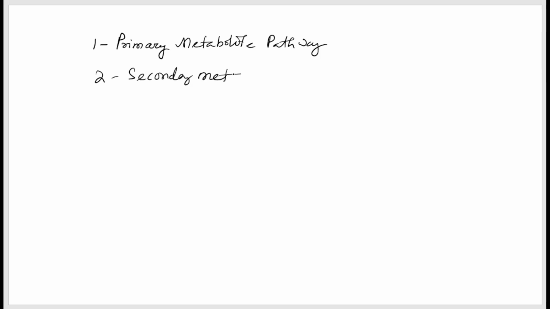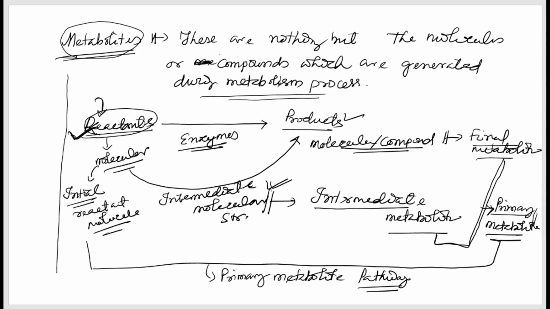And for the production of these metabolites, there are two pathways that we study in biology. One is the primary metabolite pathway, like we have discussed here. Another one is the secondary metabolite pathway, like we are discussing here. So this one is actually the primary metabolite pathway.